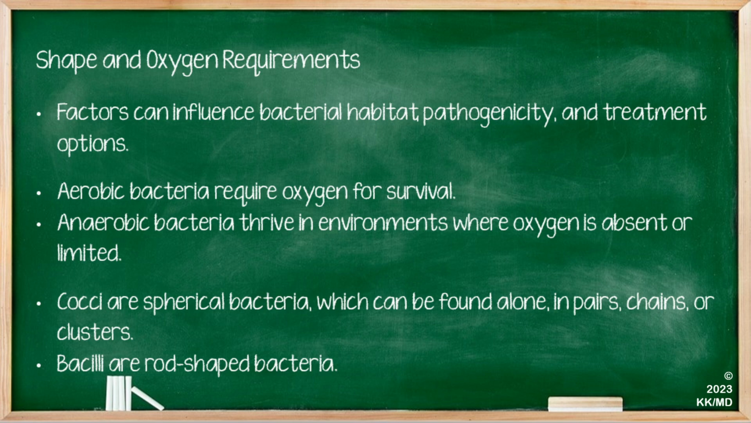So now we come to shape and oxygen requirements. These are also factors that can influence bacterial habitat, pathogenicity, and the treatment options. In terms of oxygen requirements, bacteria are divided into aerobic and anaerobic. Aerobic bacteria are those that require oxygen for survival, and anaerobic bacteria thrive in environments where oxygen is absent or limited. In terms of shape, there are 2 main shapes, although there are others which we will talk about as we go through the series. The main ones are cocci, which are spherical bacteria, and these are found alone, in pairs, in chains, or in clusters. And there's also bacilli, which are rod-shaped bacteria.